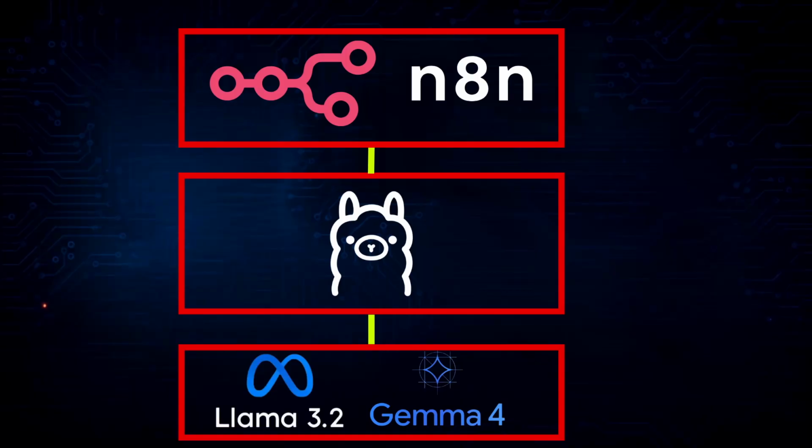In the next video, I'll be connecting this local N8N instance to Ollama, which is a platform used to run AI locally, so that we can build fully offline AI-powered automation workflows without cloud LLM costs involved.